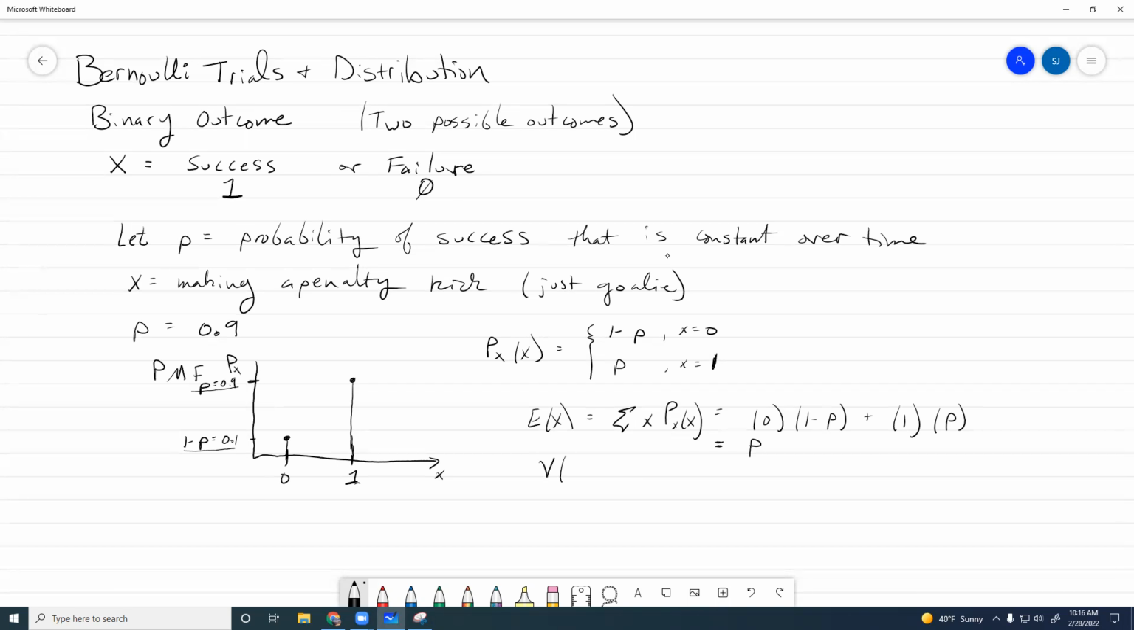I won't do the variance in full, but the way we would do it is similar, except it's the sum of X minus mu squared times P of X. And we know that mu is equal to P, so I plug P in there. You can do that algebra, and what you end up with is the variance of X is P times 1 minus P.